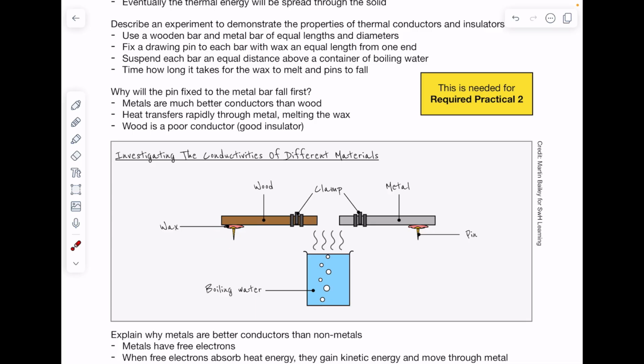Wood being a poor thermal conductor, being a good insulator, it's going to take much longer for that wax to melt and for that pin to drop. And as you can see here, we've got some control variables in the form of the metal bar and the wooden bar have equal lengths and diameters. The pin is fixed an equal distance away from that boiling water. Our dependent variable, what we're measuring, is the time taken for that pin to drop.